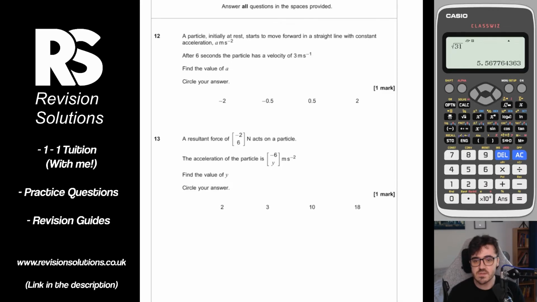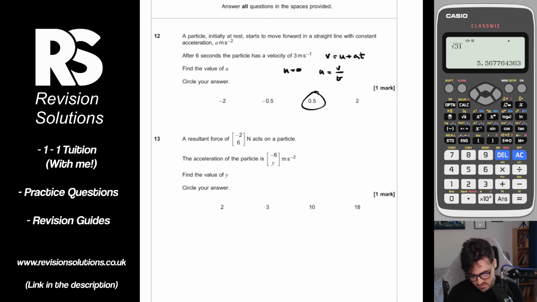Well, if it's at constant acceleration, we know we can apply SUVAT. So let's just use v equals u plus at for this. So v equals u plus at. If u is 0, then acceleration is just v over t. So then it's 3 divided by 6. That's just a half. So 0.5.